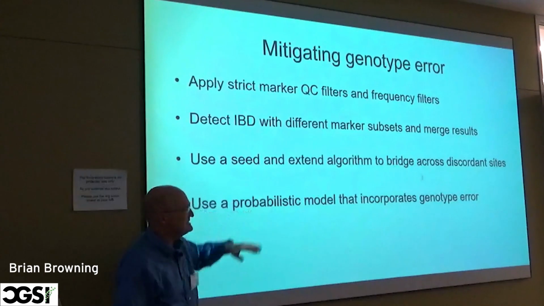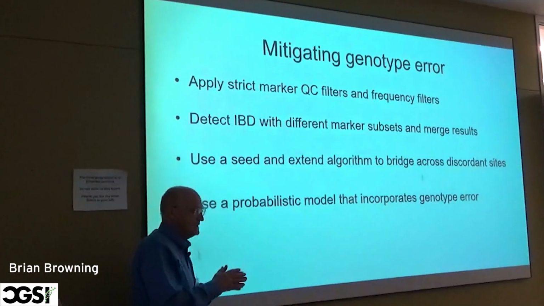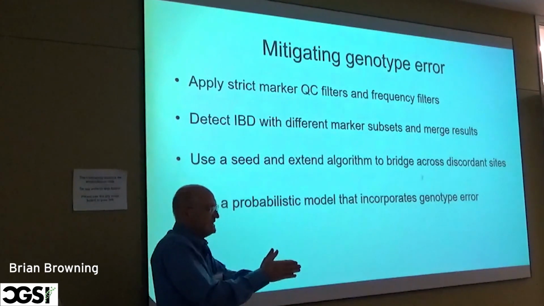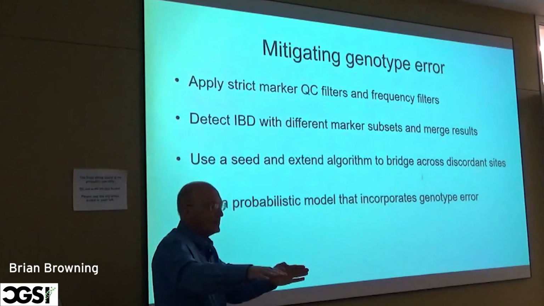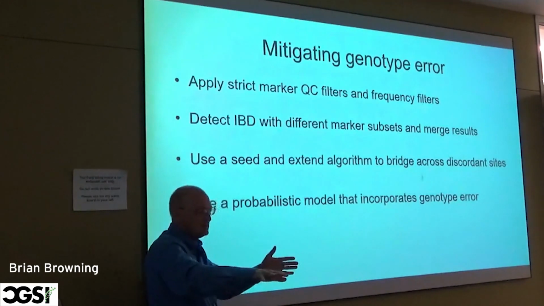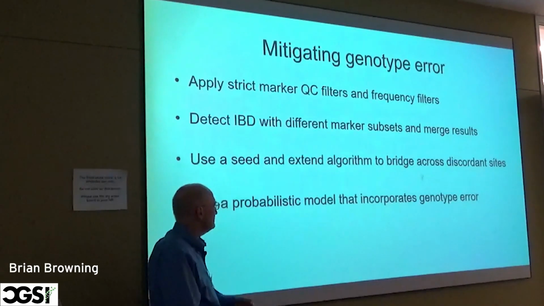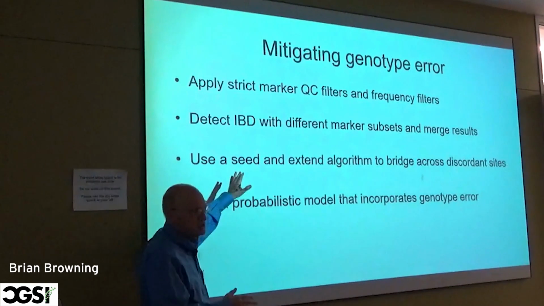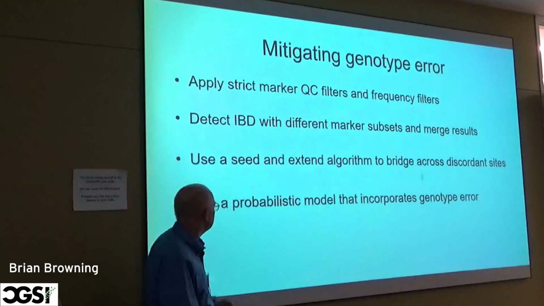You can use the seed and extend algorithm. Very simple, it's not probabilistic, but if you have a long shared segment and you hit a discordance, if there's enough shared alleles on the other side, you just jump across the discordance and keep going. So you seed it, and if there's a long enough allele segment on the other side of the discordance, you just keep going. Seed and extend. In practice, this can work reasonably well, but it has to be tuned, of course, what parameters, what lengths things have to be.